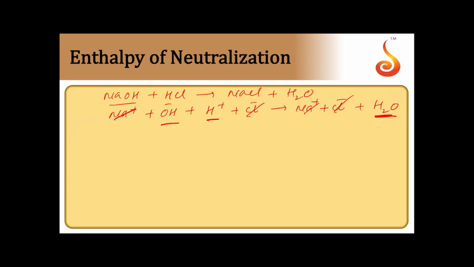So during the neutralization of a strong acid and a strong base, it involves only the formation of 1 mole of water from 1 mole of H plus and 1 mole of OH minus. Therefore, the value is always constant. It involves only the formation of 1 mole of water from H plus and OH minus.